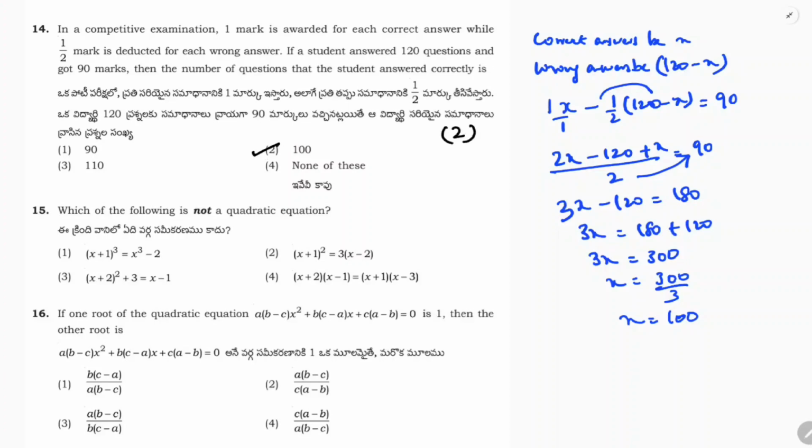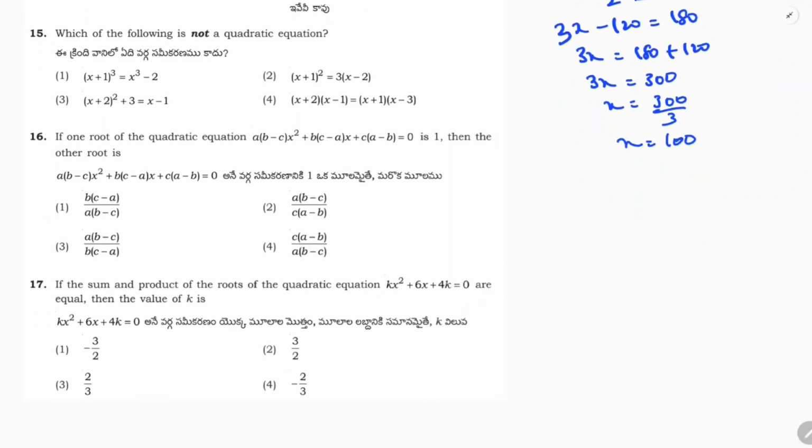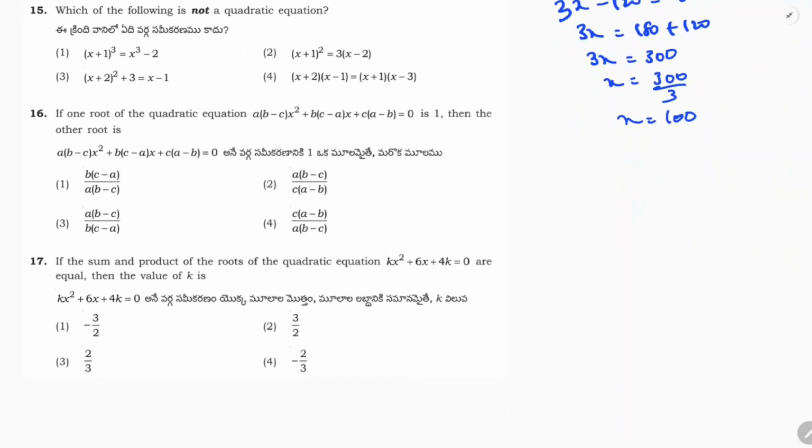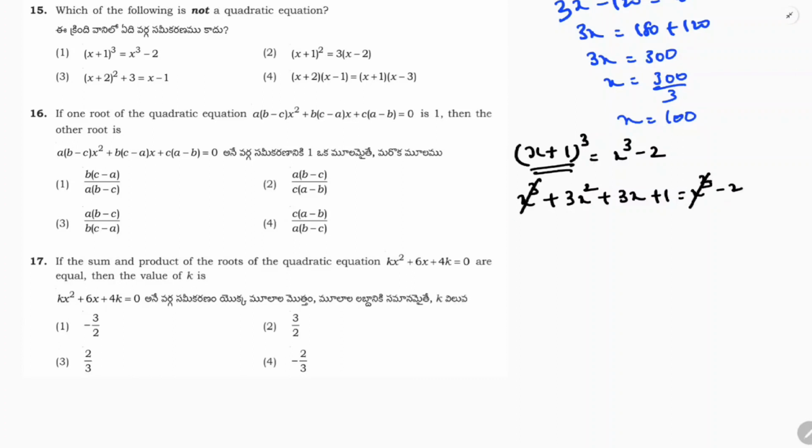Next question. Which of the following is not a quadratic equation? The first option, if we take a plus b whole cube equals x cube minus 2. A plus b whole cube, if we expand, a cube plus 3a square b plus 3ab square plus b cube equals x cube minus 2. x cube cancels. Here in the equation we have x square. So it is a quadratic equation.